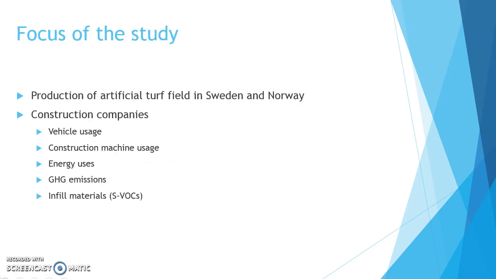A little bit more about the study. The study focused on the production of artificial turf fields in Sweden and Norway. Artificial turf fields are incredibly prevalent over in Sweden and Norway. Almost every high school and every college has a turf field. This was a retrospective study that looked at fields that had already been created, fields that had already been removed, or fields that were in the process of construction or removal.